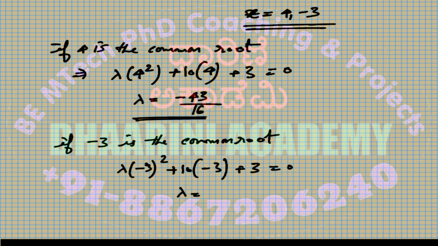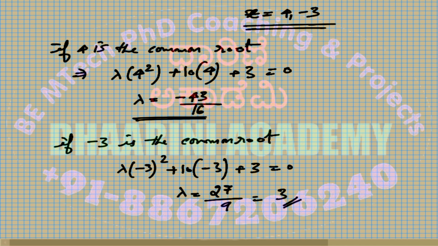So in this case, lambda is equal to 10 into -3, minus 30 plus 3 is minus 27. Going to the other side is plus 27 divided by -3 square is 9. So lambda is equal to 3. So the answers we get, right, as options are 3 and minus 43 by 16. Both we are getting over here.